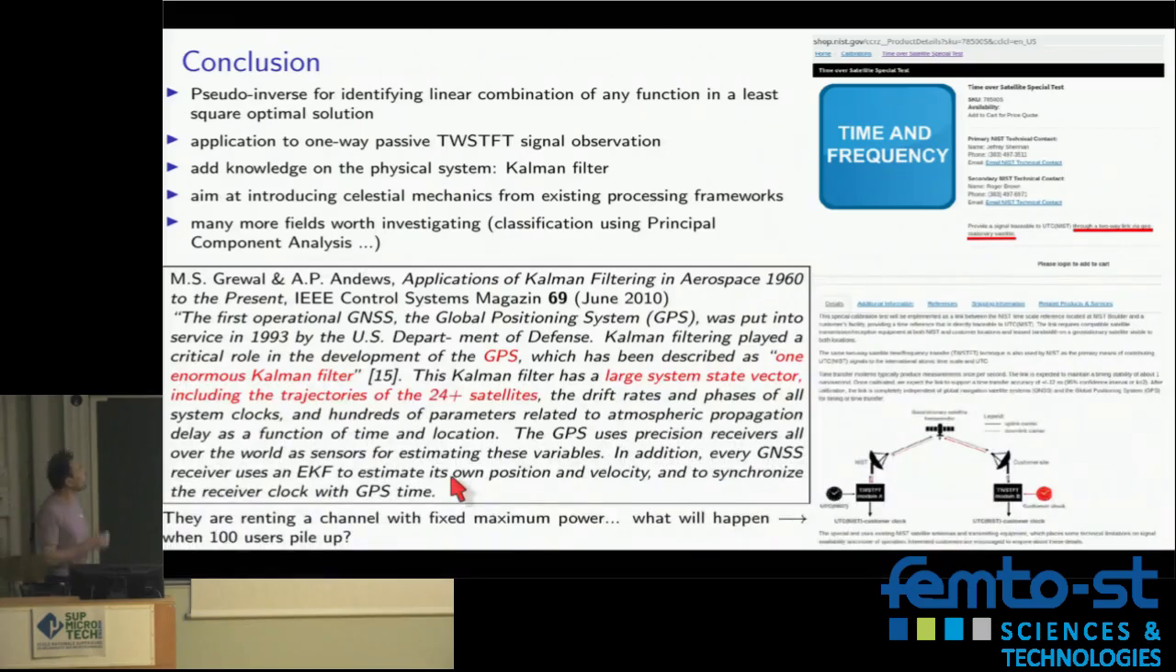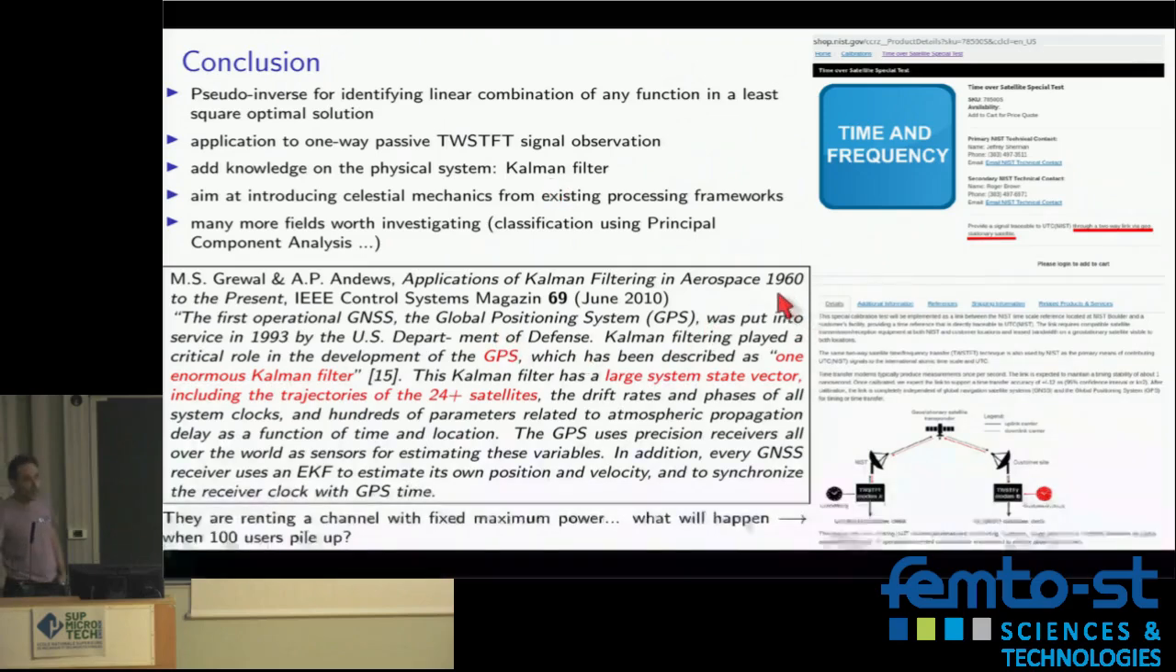So to conclude this discussion, I wanted to show you how you can maybe use some of the mathematical techniques I've been learning in my satellite location solution, by using pseudo-inverse for identifying linear combinations of any function. I tried to apply this technique to two-way time transfer, and I saw that actually you need to introduce some physics. And then we end up having what everyone knows. You need to use a Kalman filter.